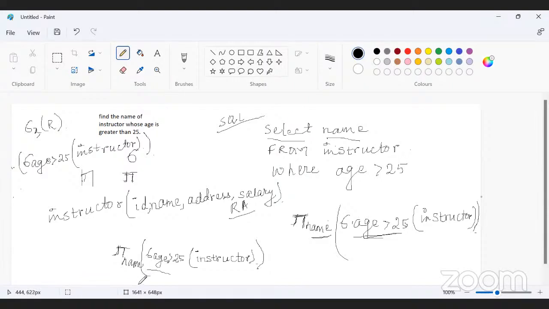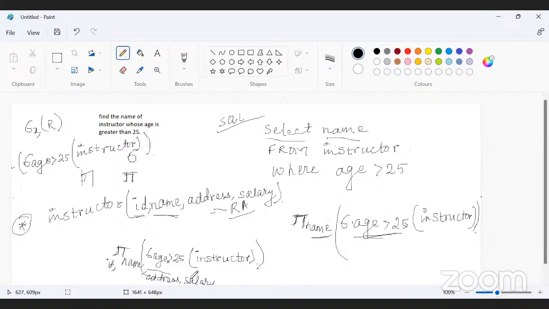The second example: suppose this is the relational schema, instructor with ID, name, address, and salary. Suppose the question is, find all the details of the instructor whose age is greater than 25. In that case, you can write pi ID, name, address, and salary.